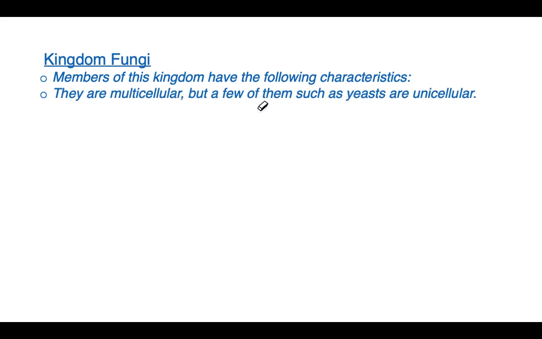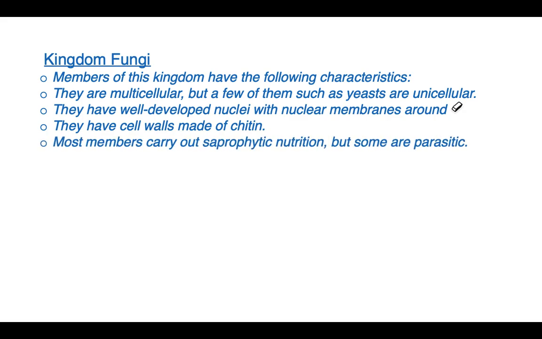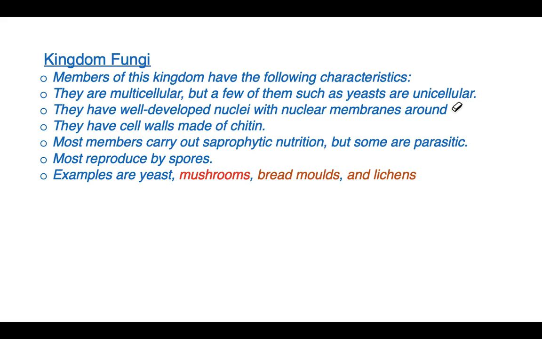we have the kingdom Fungi. Members of this kingdom have the following characteristics. One, they are multicellular, but a few of them, such as yeast, are unicellular. They have well-developed nuclei with nuclear membranes around them. They have a cell wall made of chitin. Some members have saprophytic nutrition, but some are parasitic. Most reproduce by spores. The examples include yeast, mushrooms, bread molds, and lichens.